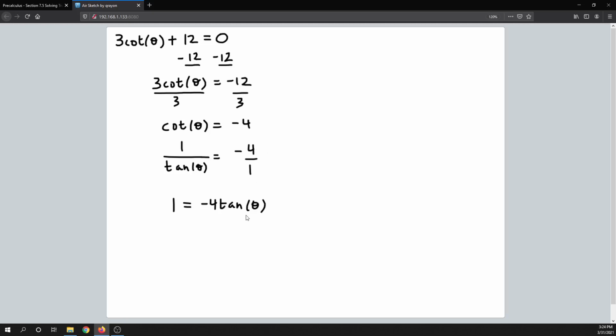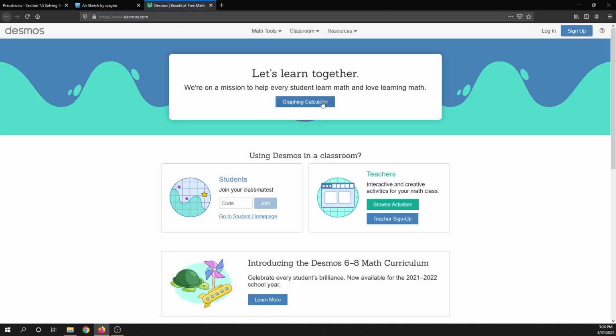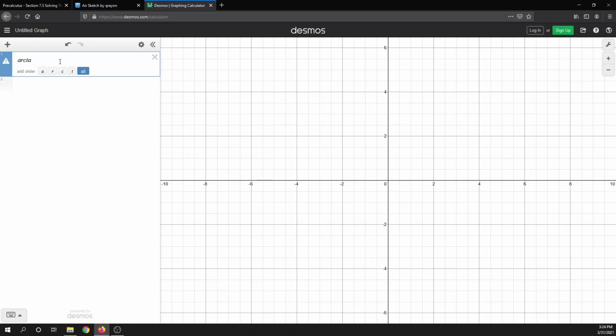All right, and then to get tan theta by itself on one side of the equation, all we have to do is divide both sides by negative 4. So we get that the tangent of theta equals negative 1/4. All right, and then we can use the inverse tangent on this, and we'll have that theta would be the inverse tangent of negative 1/4, like so. All right, and so going to our calculator, and I'm going to use Desmos. If I do arctan of negative 1/4, I get this value, which is negative 0.24 to 2 decimal places.